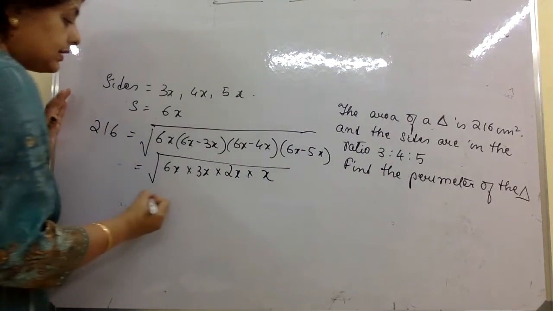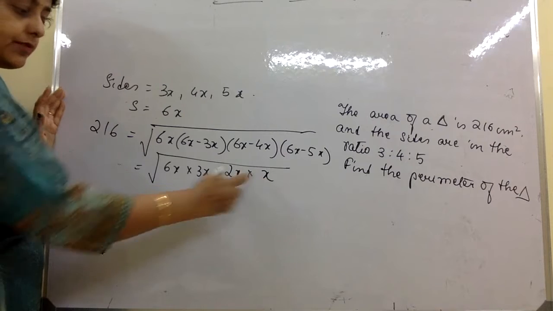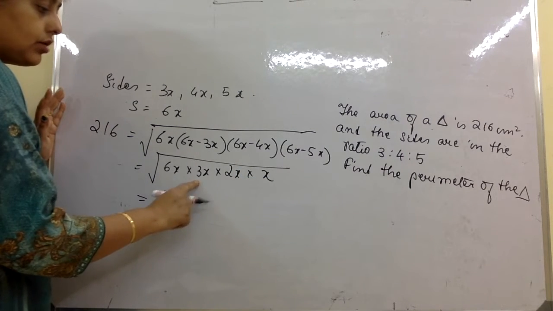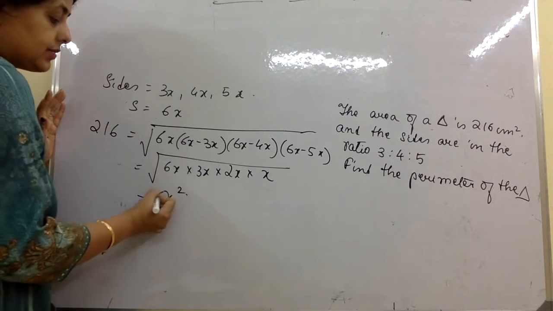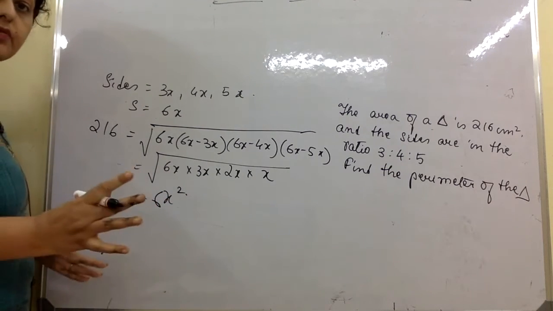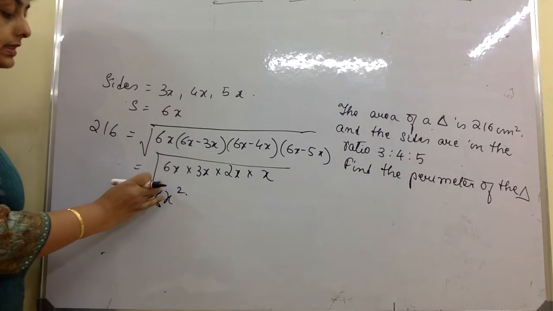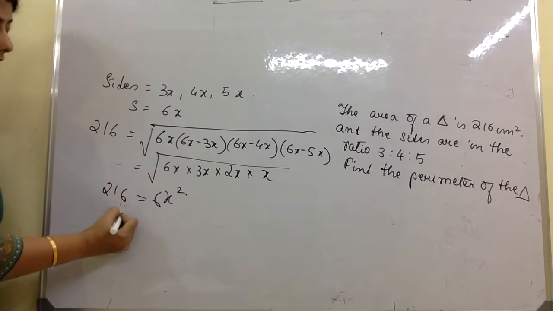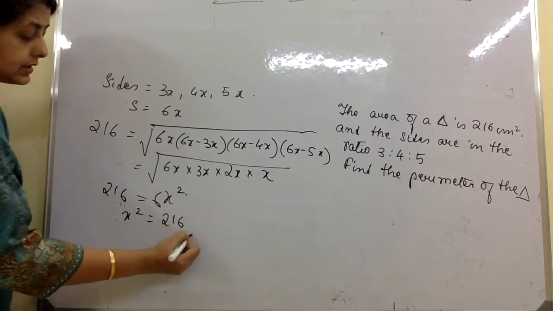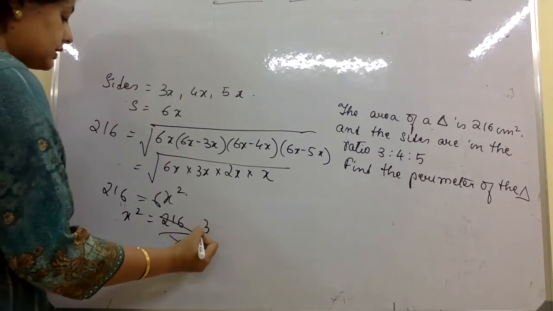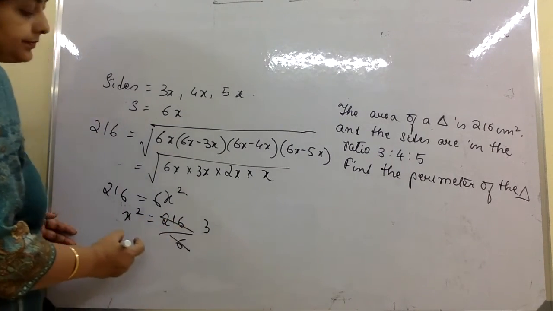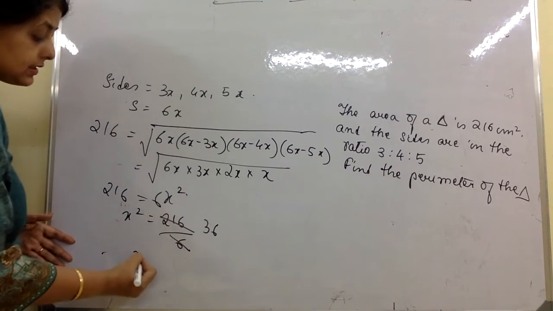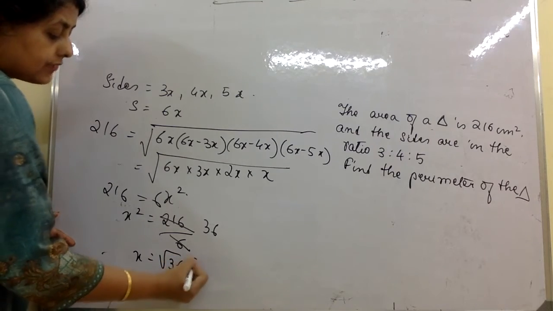Yeah, and then how many x's are there? This is x to the power 4, so x square is going to come out of the root sign. 6 into 3 into 2 is 36, so 6 comes out. So now this is 6x square is 216. x square is equal to 216 by 6, which is 36. So x is how much? Square root of 36, which is 6.